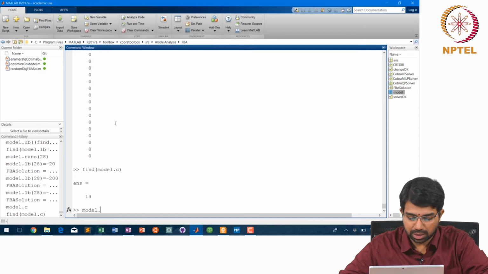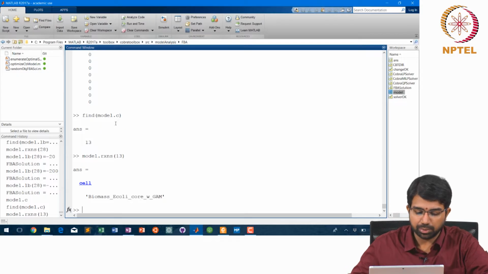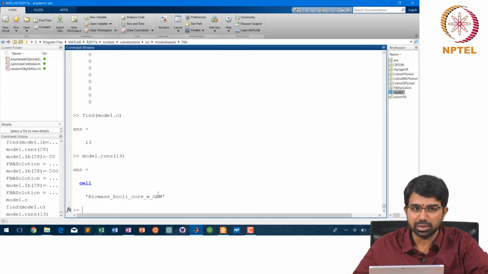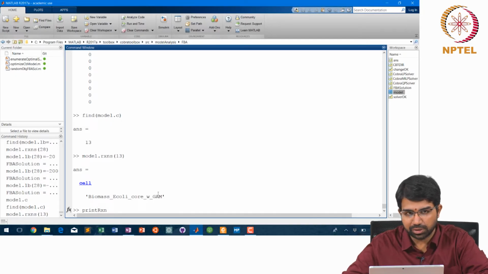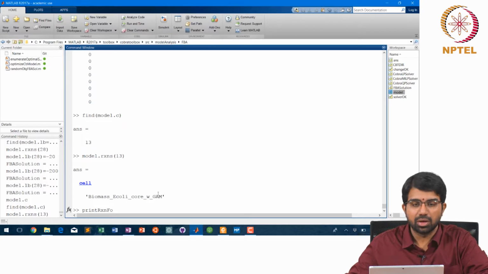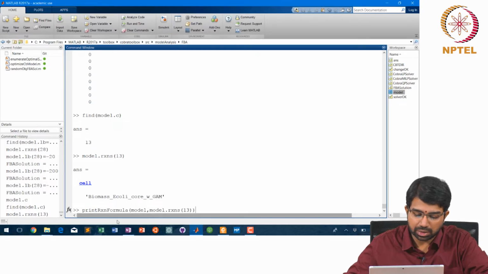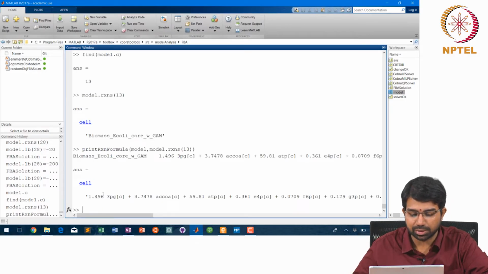Let us find out what this reaction is. Oh yes, it seems to be the biomass E. coli core model with growth associated maintenance. We will see what that is in a later class, but for now let us look at how this reaction looks. There is thankfully a piece of code in COBRA Toolbox called print Rxn formula. So, if we say print Rxn formula of model dot reactions 13, it will give you the actual biomass equation. So, the biomass equation looks like this, we have not seen it before. So, it makes sense to see it for a simple model such as this.